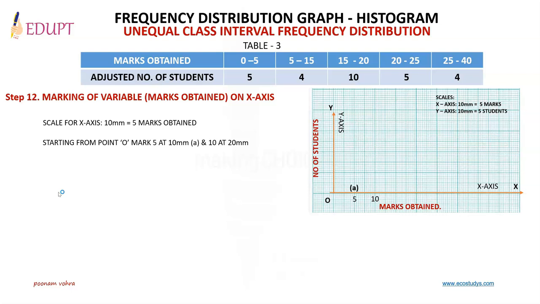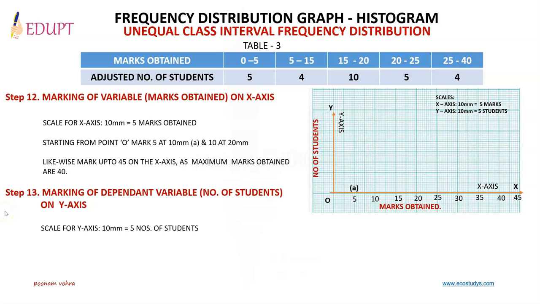We have already taken the scale as 10 mm is 5 marks. Starting from point O, mark 5 at 10 mm and 10 at 20 mm and so on. Likewise, mark up to 45 on x-axis as maximum marks obtained are 40.